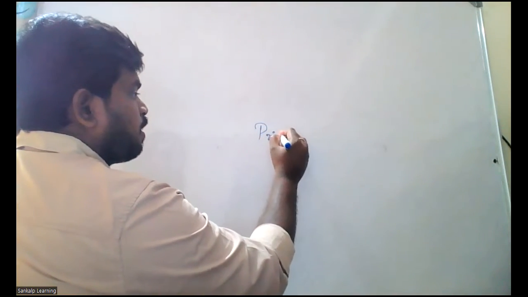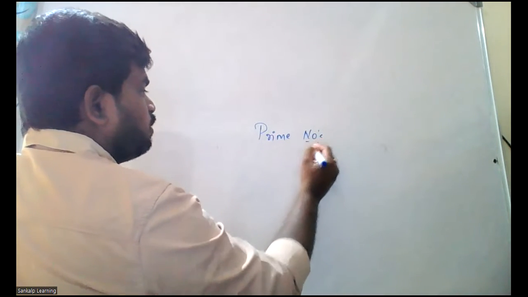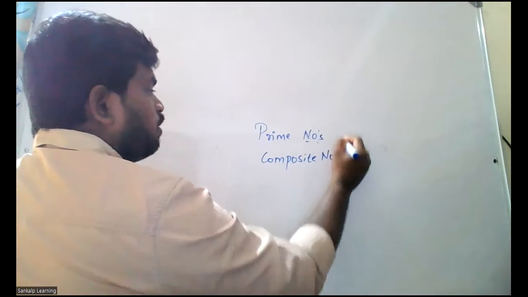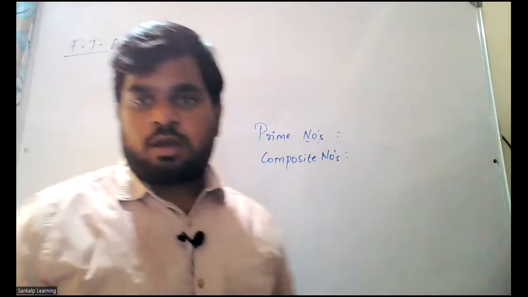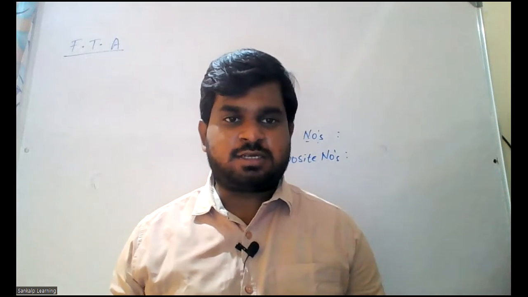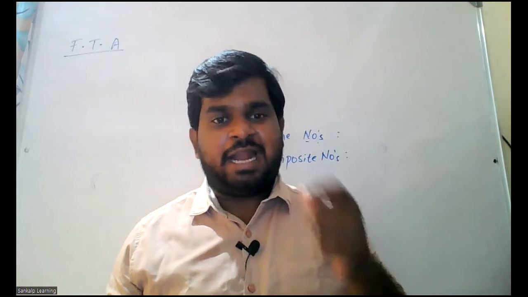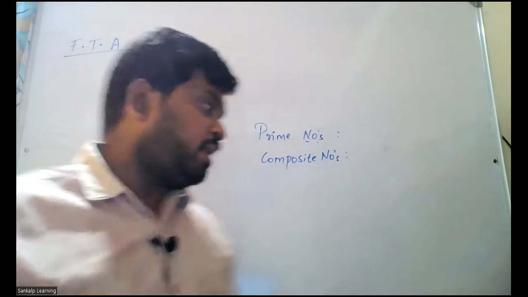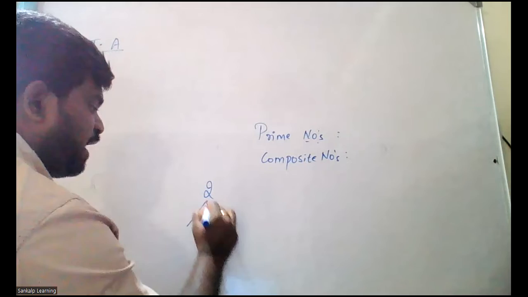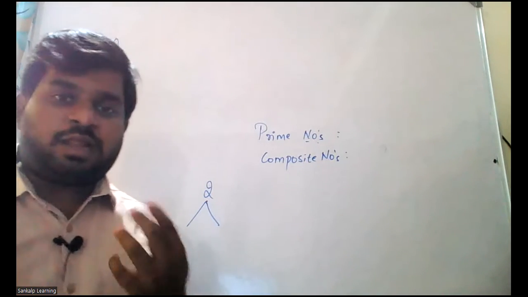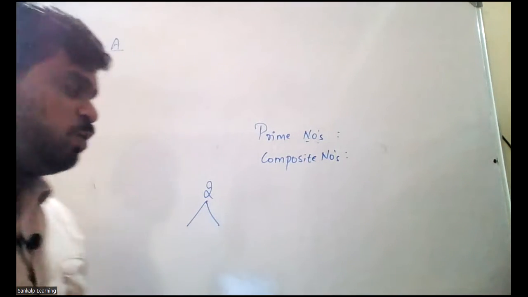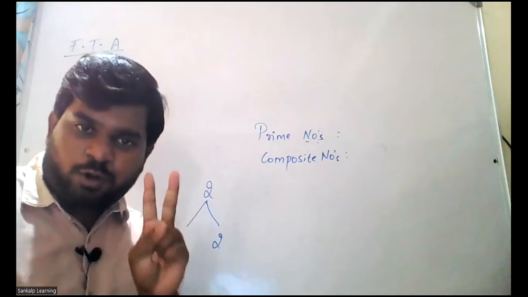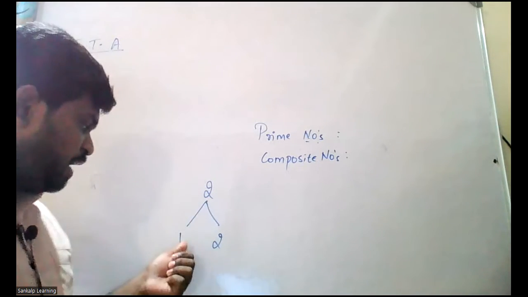Very simple. Prime numbers, composite numbers. Those numbers which have only two factors, that is 1 and itself, are known as prime numbers. For example, if I take 2, what are the factors of 2? In other words, which numbers divide 2? It is 1 and 2 itself, which means this number has only two factors. There are only two numbers that divide 2, 1 and itself.